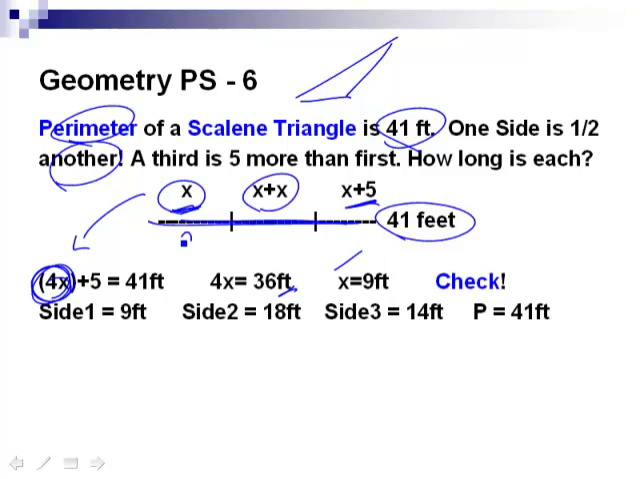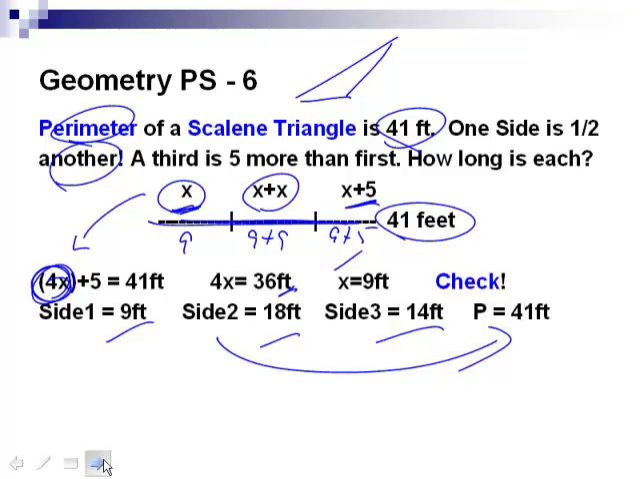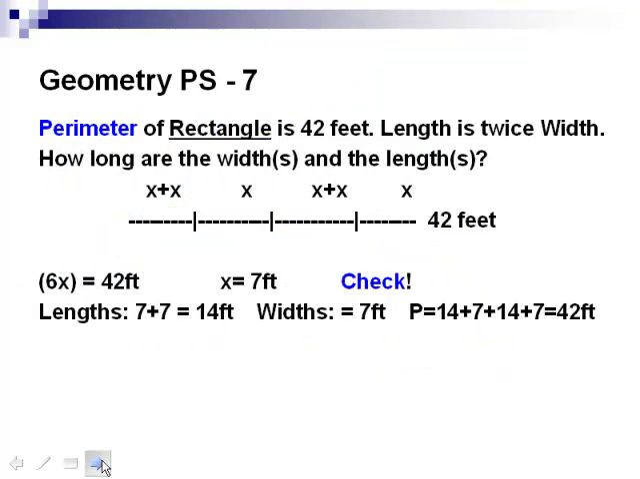So I've got a 9 here, a 9 plus 9 here, and a 9 plus 5 here. So that gives me 9, 18, and 14, and that all adds up to be 41. How about that? All right, now the next one, the perimeter of a rectangle.